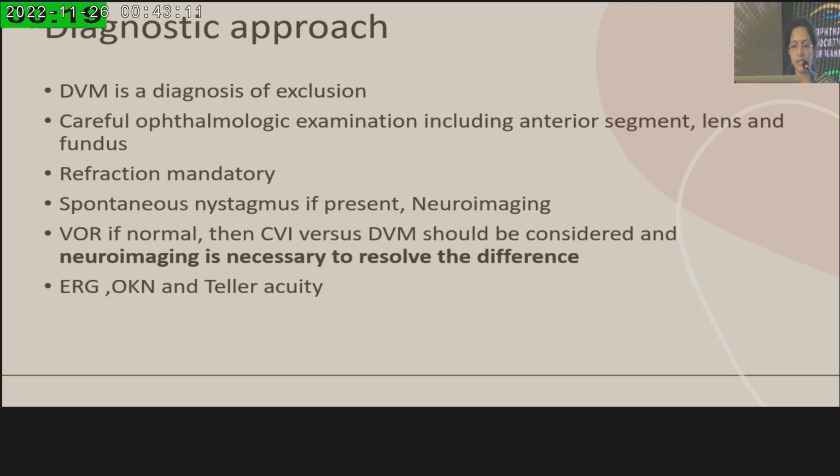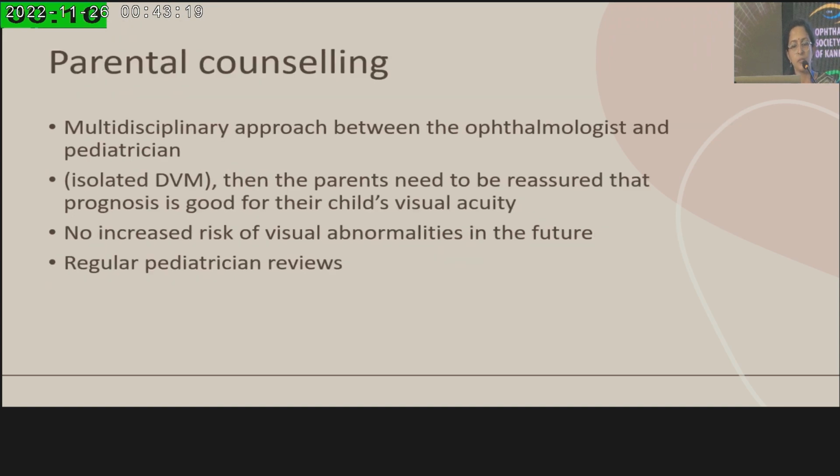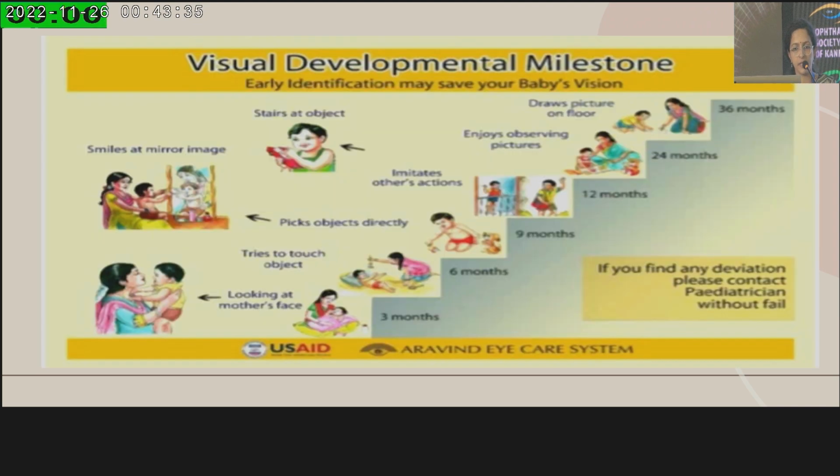Careful ophthalmic examination and refraction are mandated. To differentiate between the two, go for a neuroimaging. So when it comes to parental counseling, emphasize multidisciplinary approach between ophthalmologist and pediatrician. And in a case of isolated DVM, the parents can be reassured that the prognosis is good for the child's future visual acuity. Regular pediatrician reviews should be advised.